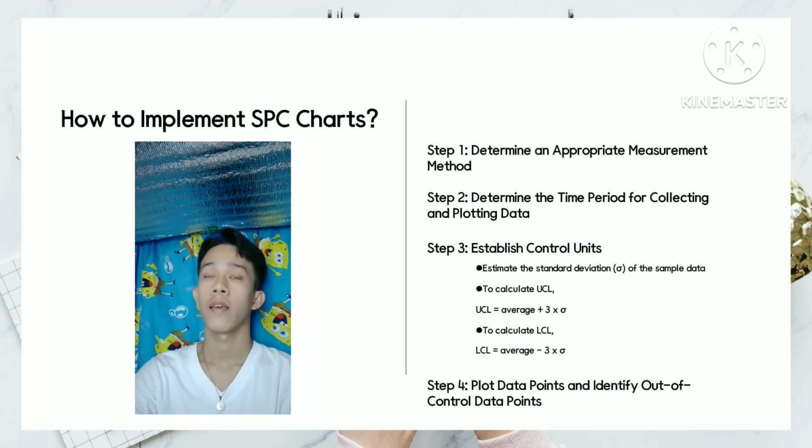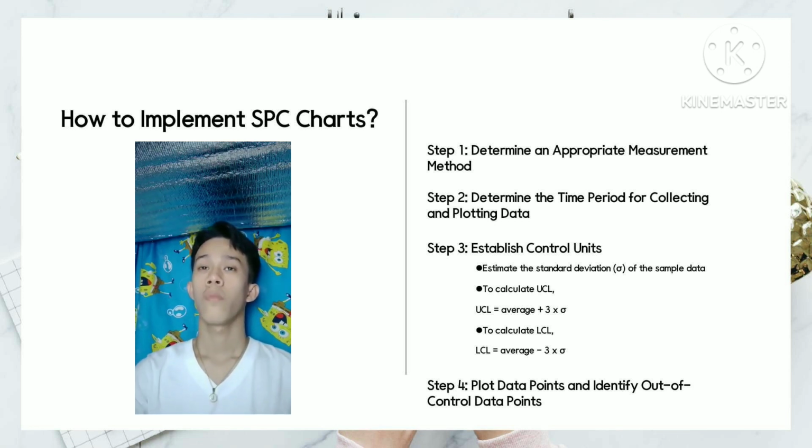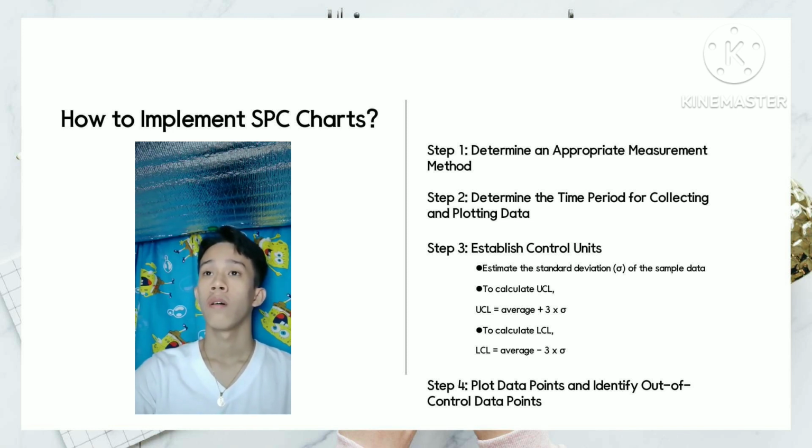Next, step 3, establish control limits. The next step in creating an SPC chart is to establish the control limits. So here is how you can calculate the control limits. First, estimate the standard deviation of the sample data.